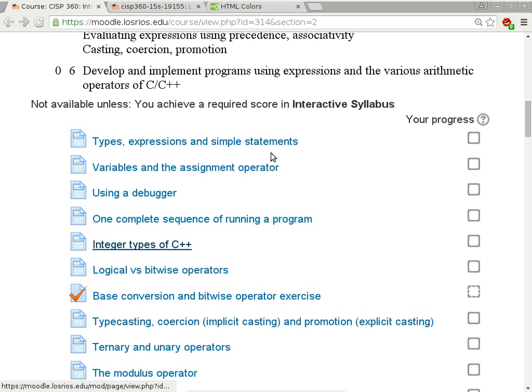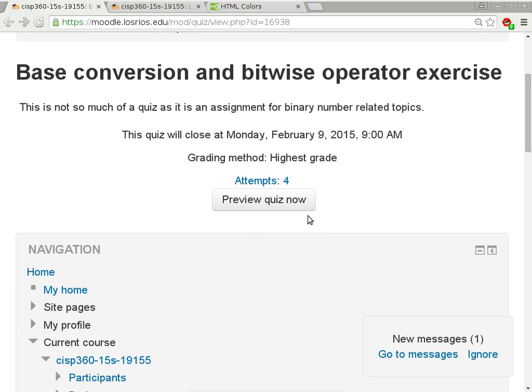Right. So we are done with logical versus bitwise operator, and base conversion and bitwise operator as an exercise is now open. Now I'm just going to click on it so that we can take a look. We're allowed to take it as many times as we want.